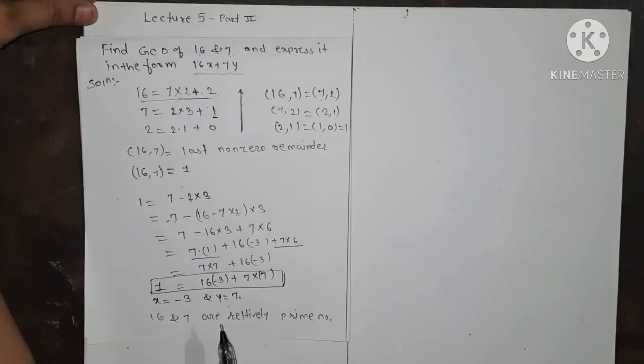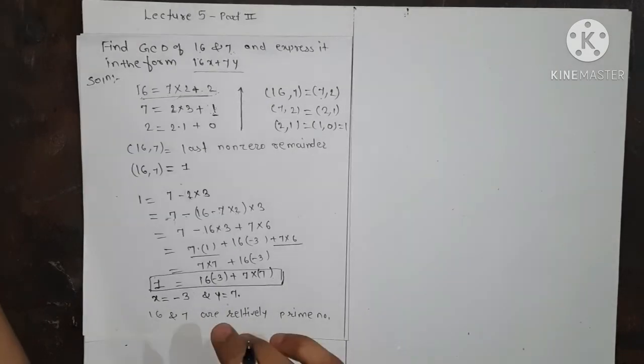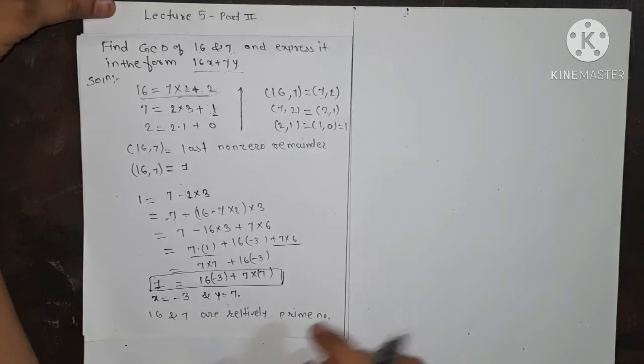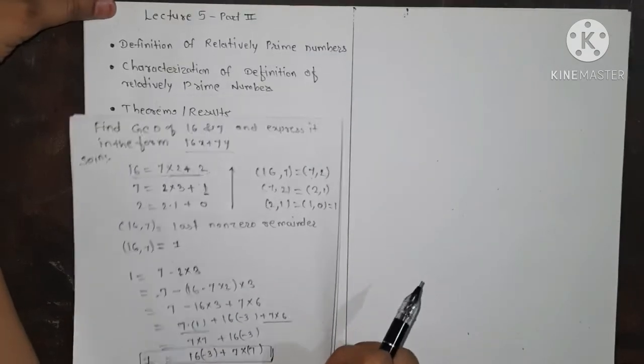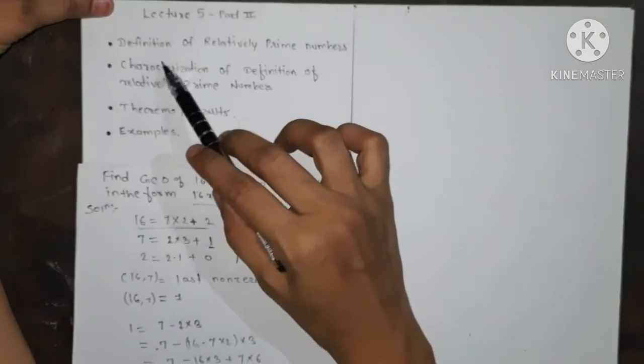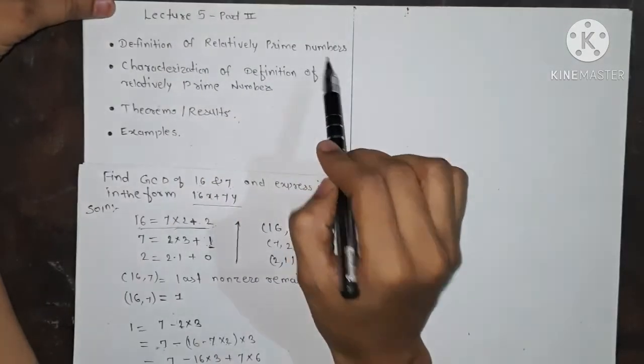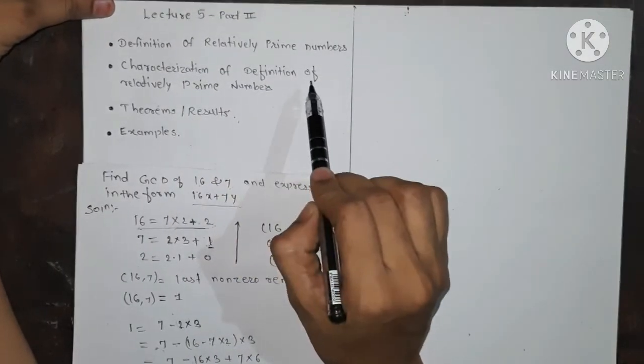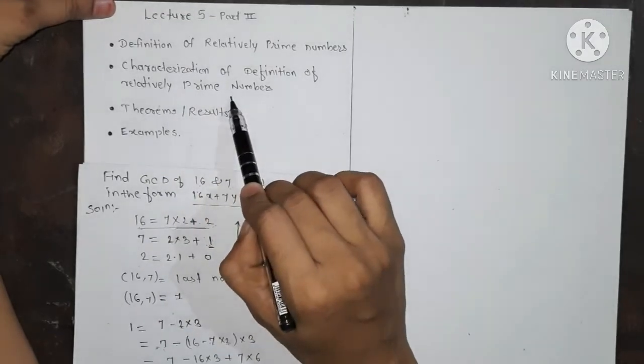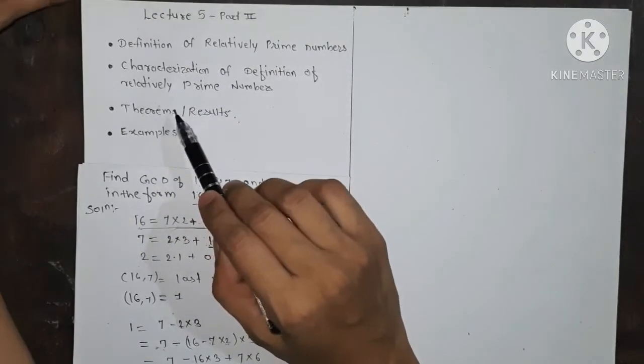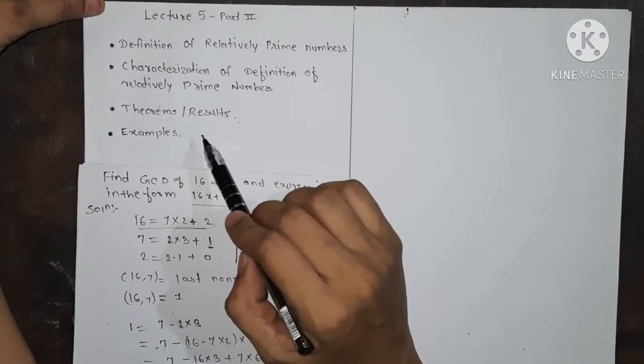That is, if any such pair is given with GCD equal to 1, we call these numbers relatively prime numbers. We start this lecture with the definition of relatively prime numbers, that is, we see here the definition of relatively prime numbers and the characterization of the definition of relatively prime numbers. We see some theorems depending on that, and examples.